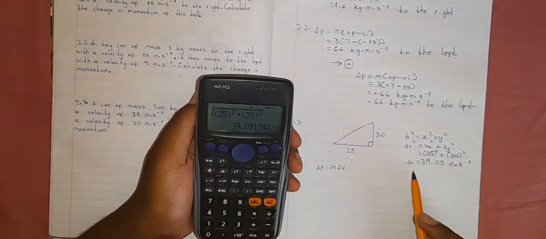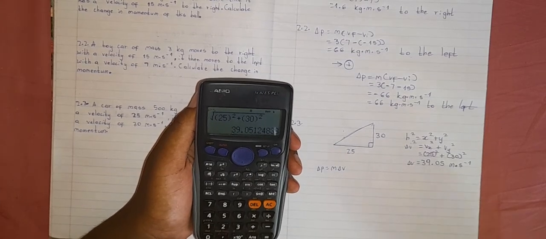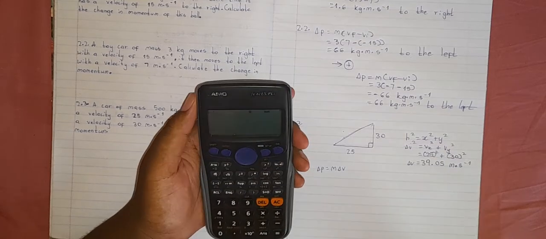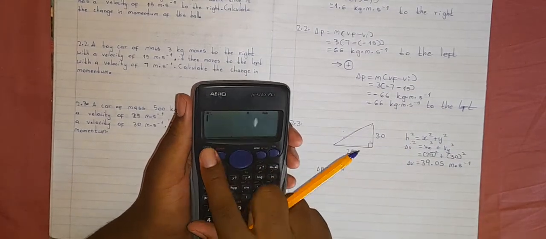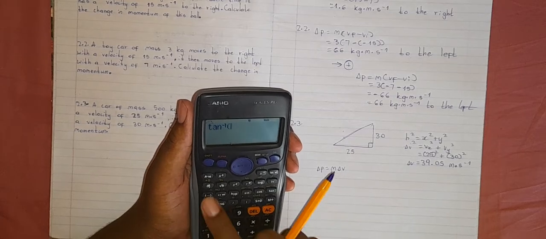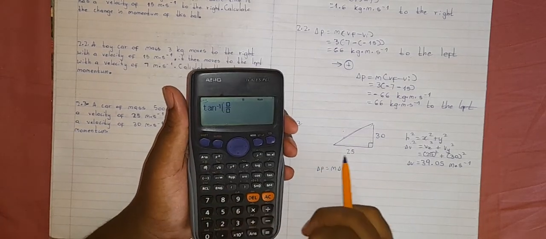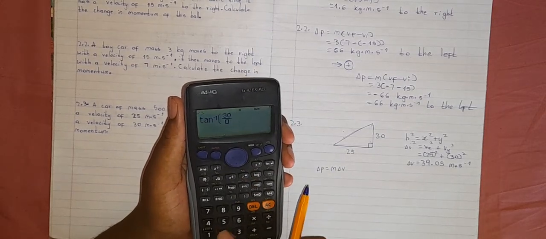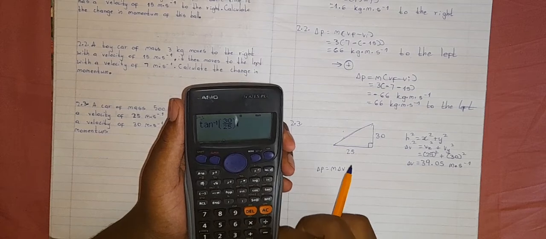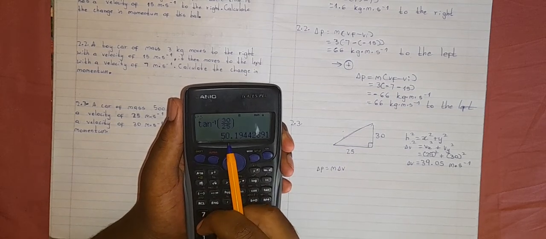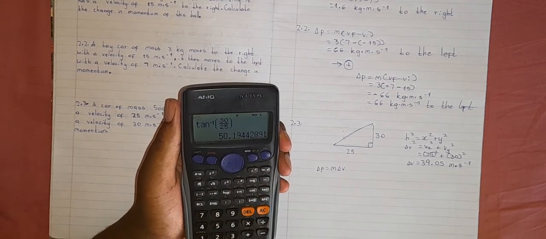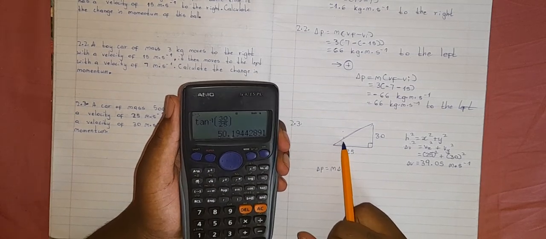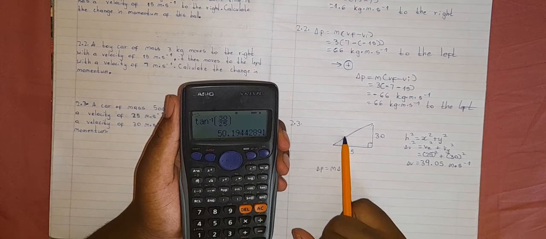Sometimes they might ask you to find the direction of the change in velocity. If you want to find the direction, you take the inverse tangent of the velocity in the y direction, 30, over the velocity in the x direction, 25. So your direction will be 50.19 degrees anti-clockwise.